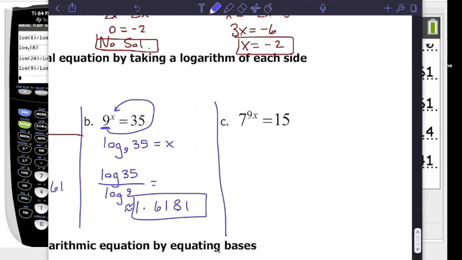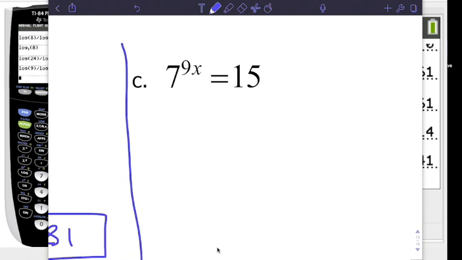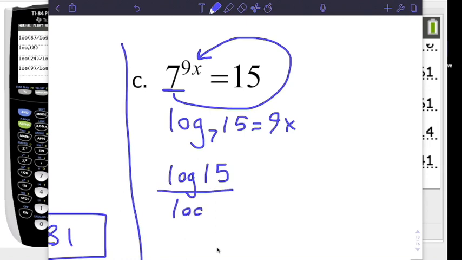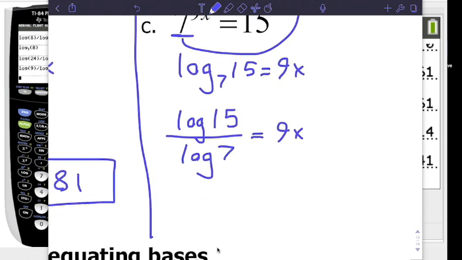Okay, next thing here on this one, on C, you got this right here. Can't really do much with it right now, so we're going to go and do log form. We're going to go log base 7 of 15, and then apparently equals 9x. Okay, and then what we need to do here is eventually figure out what log base 7 of 15, or log 15 over log 7, is. And then that's going to equal 9x. And then whatever that is, we're going to divide that answer by 9.